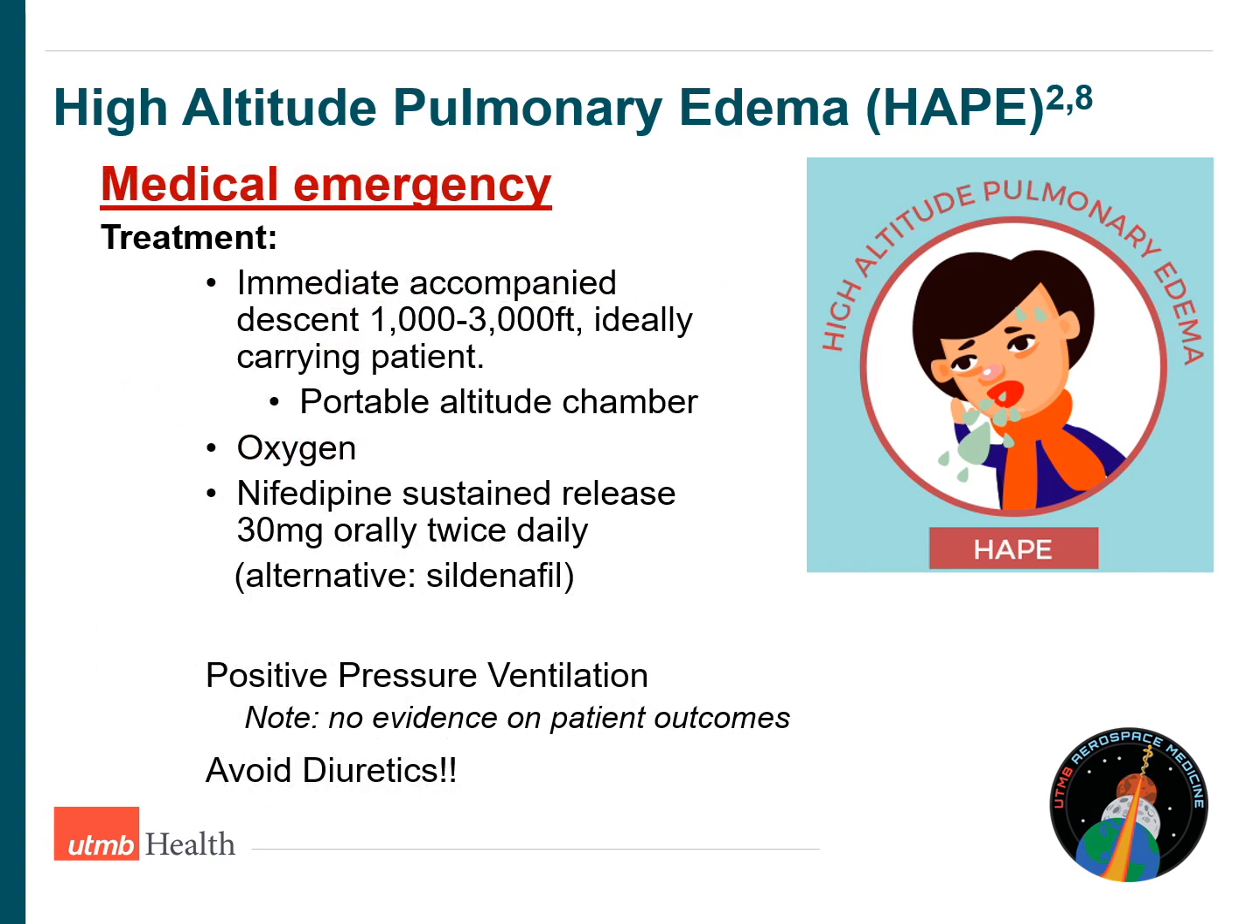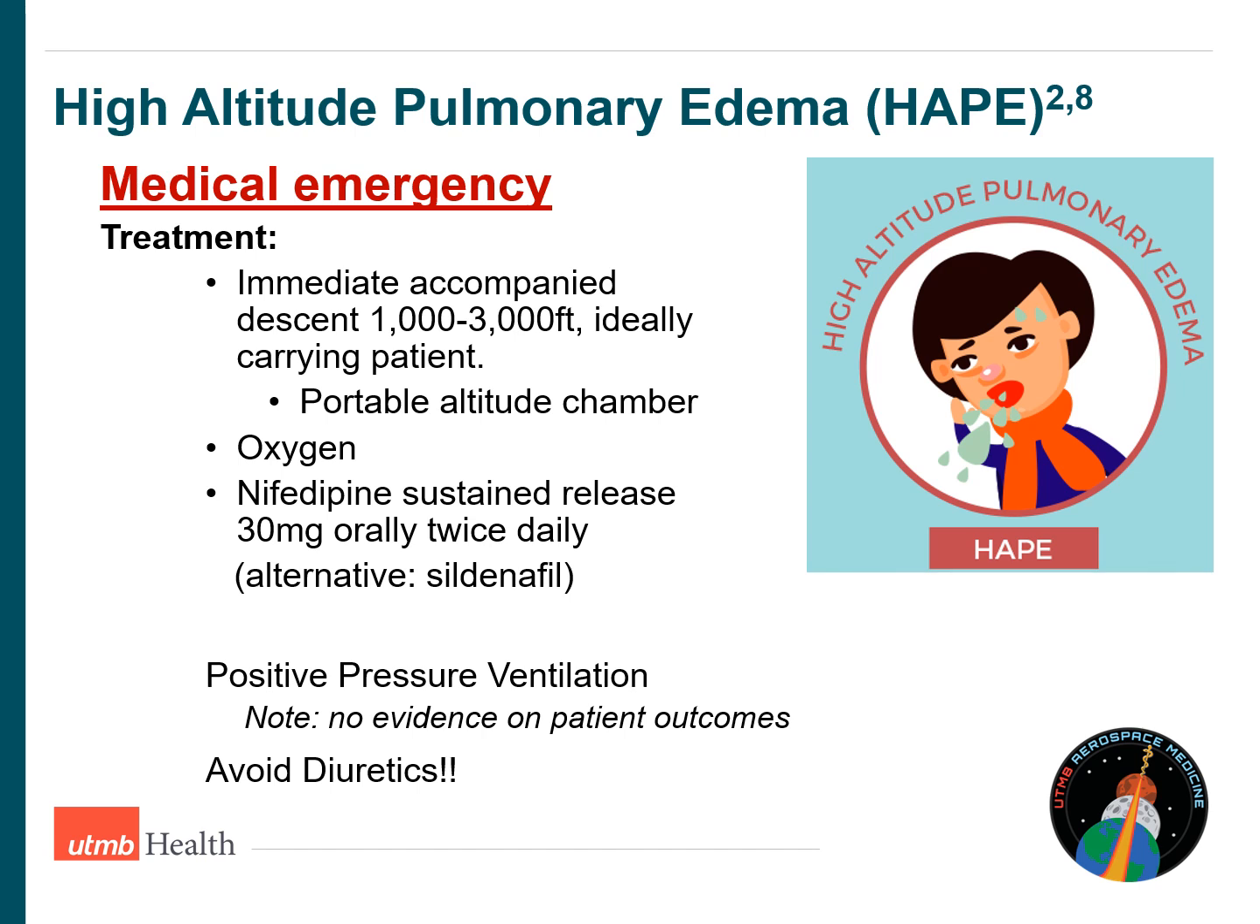HAPE is also a medical emergency. The treatment, again, is immediate descent. If possible, the patient should ideally not exert themselves, as exertion can lead to worsening symptoms. If descent is impossible, a portable altitude chamber is acceptable as long as the patient's airway can be protected.